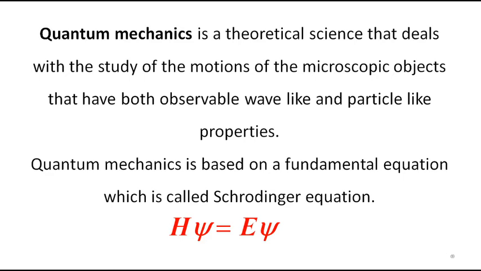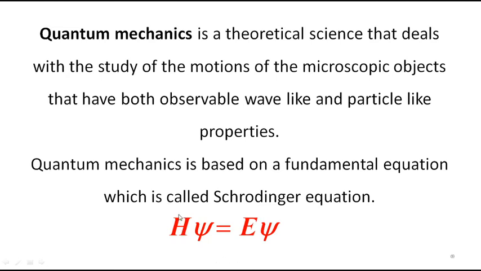Quantum mechanics is the theoretical science that deals with the study of the motions of microscopic objects that have both observable wave-like and particle-like properties. Quantum mechanics is based on a fundamental equation called the Schrödinger equation: H psi is equal to E psi. What is this psi? Psi is the amplitude of the wave. This is the Schrödinger wave equation. As of now, you need not worry about this equation. Simply try to understand what it is.